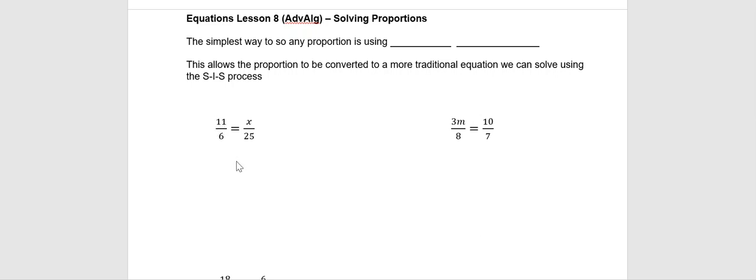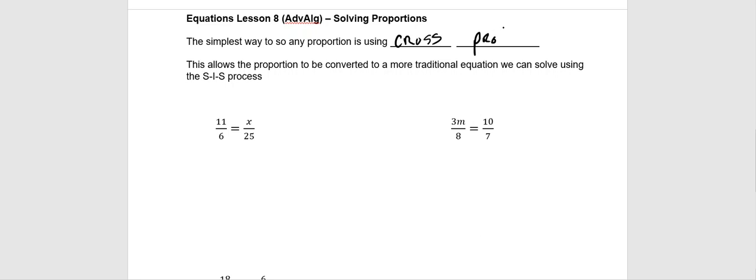So for example, in this proportion here, one ratio is 11/6. And being a proportion, that ratio is equal to another ratio, in this case, x/25. So this proportion is made up of the ratio 11/6 is equal to x/25. And the easiest way for us to solve a proportion is by using cross products.